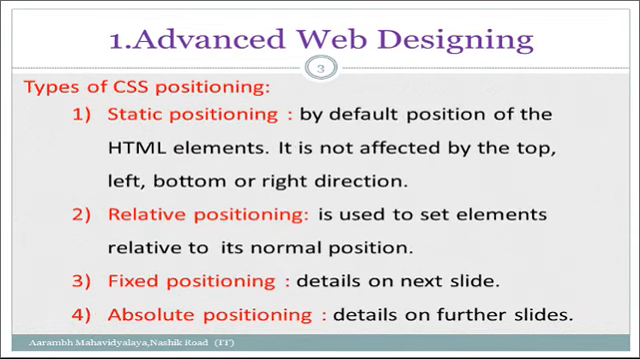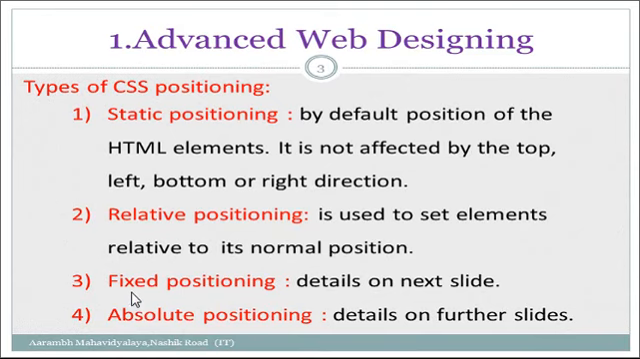Now let us see the types of CSS positioning. First one is the static positioning. Static positioning means by default where the elements will be displayed, that position is known as the static position. It is not affected by the top, left, right direction. Then second one is the relative positioning. It is used to set the elements relative to its normal position. That means whatever the position we will specify, it will take near about position of that specified pixels.